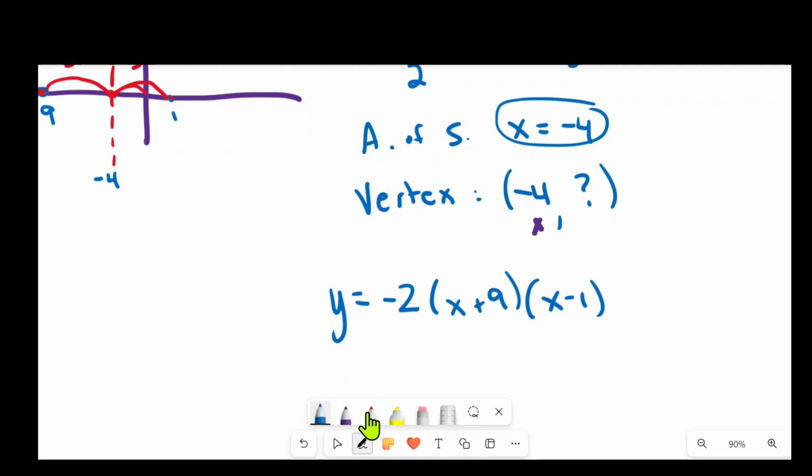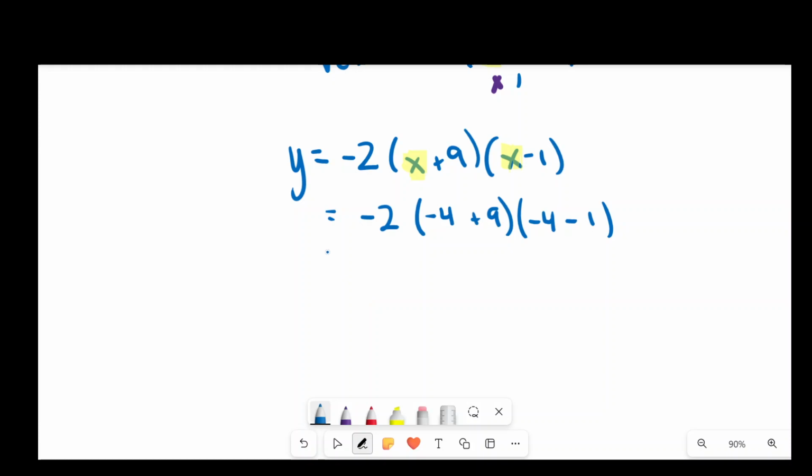And it's the relation because you have both x and y in it. And it's the factored version. So now I'm going to sub x equals -4 into my x values. And following order of operations, calculate what y is. So -4 plus 9, -4 minus 1. So inside those brackets, I have 5. And the other bracket is -5.